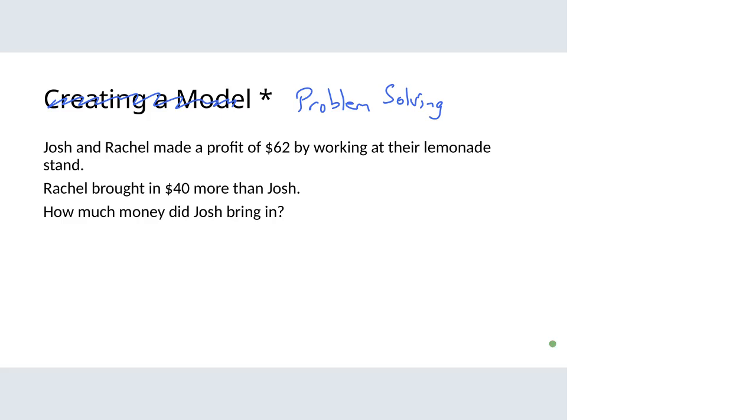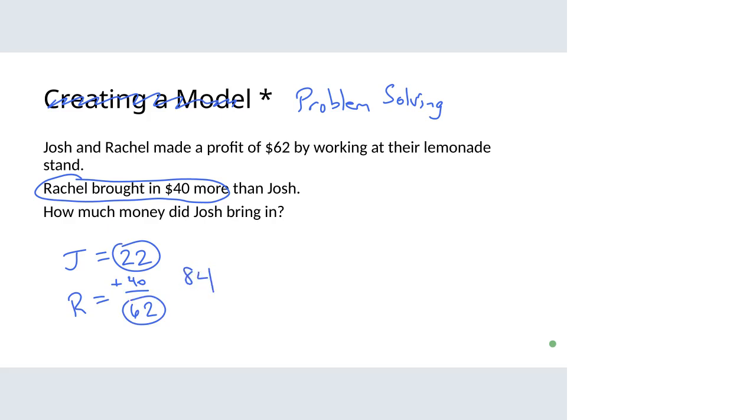I'm just going to start by writing that down. The question was how much did Josh bring in, right? So if Josh brought in 22 and Rachel brought in 40 more than that, that means Rachel brought in 22 plus 40. Rachel brought in 62. So together they brought in 84. Wait a minute, that's no good. That didn't work. This was a little more complicated than it may have originally appeared.